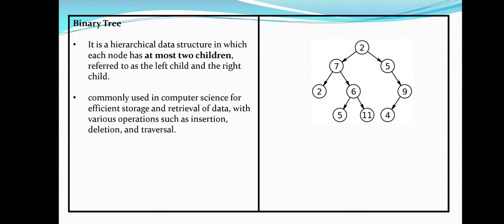Two's left child is 7, right child is 5. Similarly, 7's left child is 2 and right child is 6. So like that, a node can have at most two children. Children of 2 are 7 and 5.